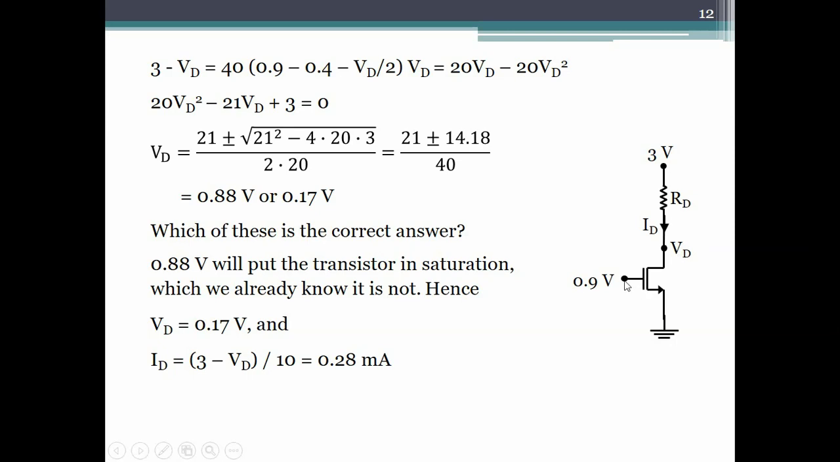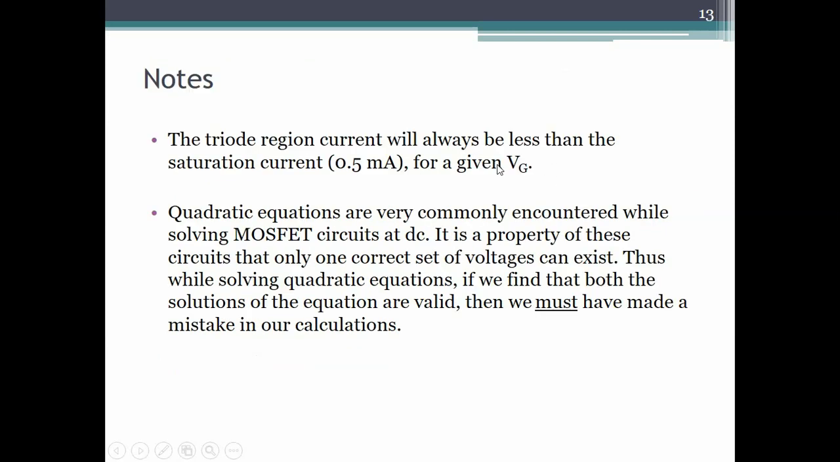Alright, this is of course directly you can see from the IDVD characteristics, right? The IDVD characteristic has the highest drain current in saturation, and as VD is reduced, the drain current reduces. Okay, so that I have made.